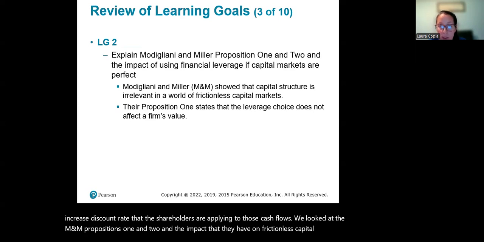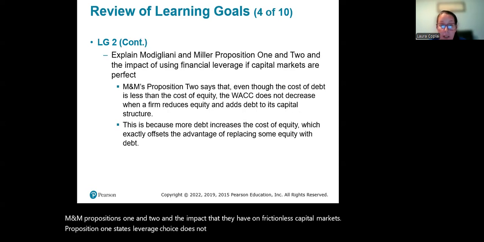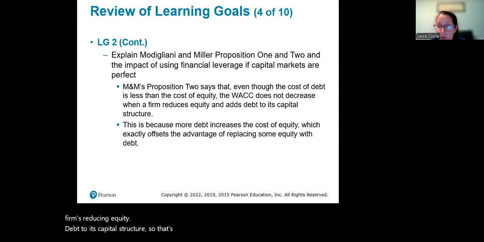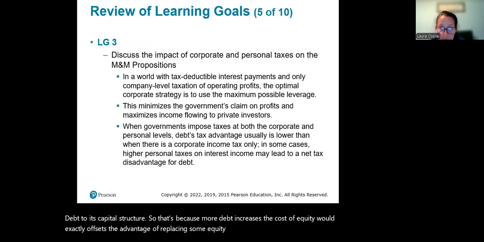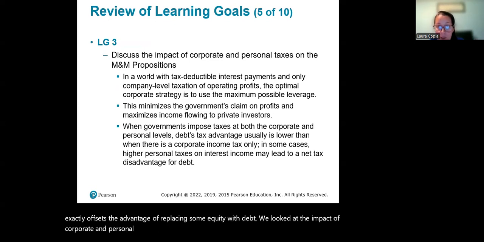Proposition 1 states leverage choice does not affect a firm's value. Proposition 2 says that even though the cost of debt is less than the cost of equity, the WACC does not decrease when a firm reduces equity and adds debt to its capital structure. That's because more debt increases the cost of equity, which exactly offsets the advantage of replacing some equity with debt.